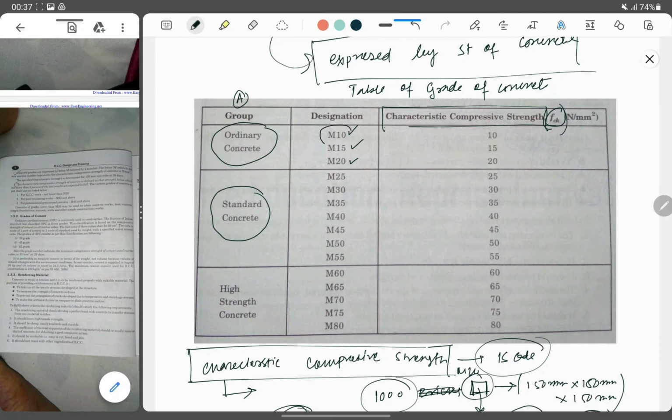So that M10 means the characteristic compressive strength is 10 Newton per mm square. M15 means 15 Newton per mm square. That means suppose you take a 1 mm by 1 mm block. On that block, if you apply more than 15 Newton, then that block will collapse. So maximum this block can resist is 15 Newton per mm square.